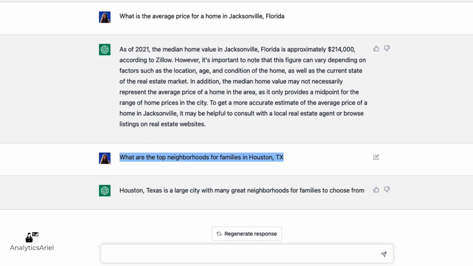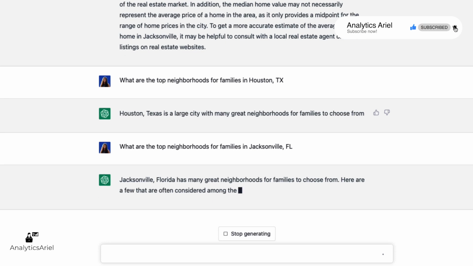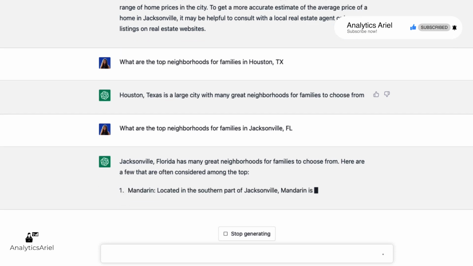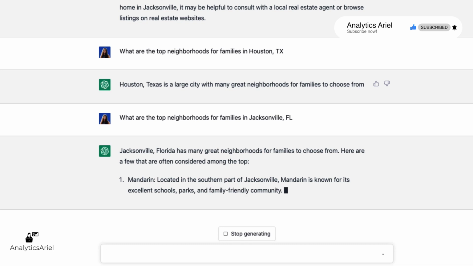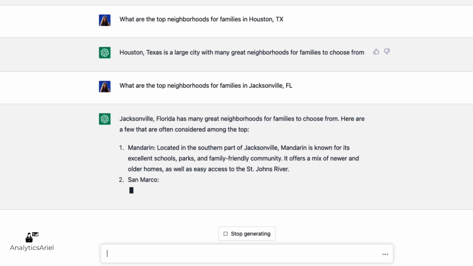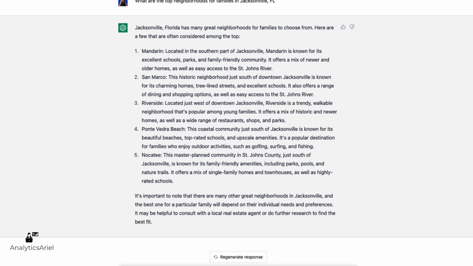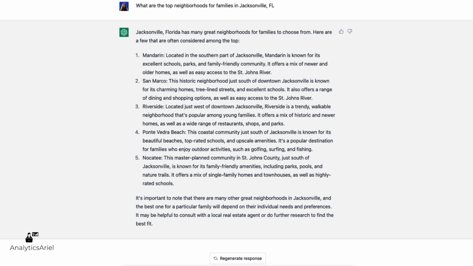And it's really easy to stop a response here. You can copy, and I'm going to put here, Jacksonville, Florida. So what are the top neighborhoods in Jacksonville, Florida? ChatGPT is now gathering this information. We could see Mandarin is in the southern part of Jacksonville. It's known for excellent schools, parks, and a family-friendly community. ChatGPT also lists 4 other neighborhoods within Jacksonville.